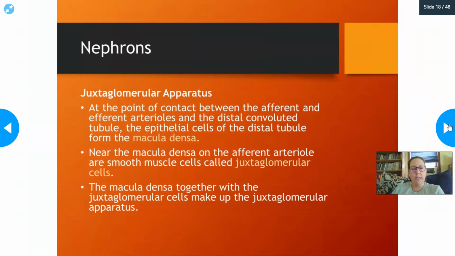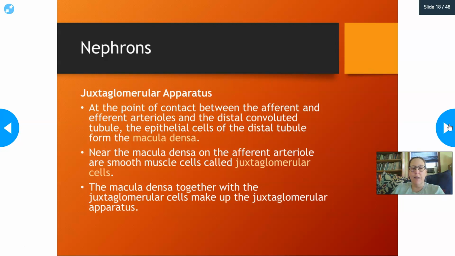Okay, the next thing is the juxtaglomerular apparatus. So it's like, what? Juxta means next to. And then glomerular is the glomerulus. So it's a little area, a sensor area that is right next to the glomerulus. So there's a point of contact between the afferent arteriole, the efferent arteriole, and the distal convoluted tubule. And also, the epithelial cells of the distal tubule form the macula densa. So all of these together are all the components, if you will, of that sensor.